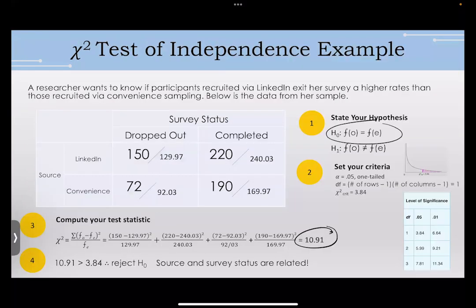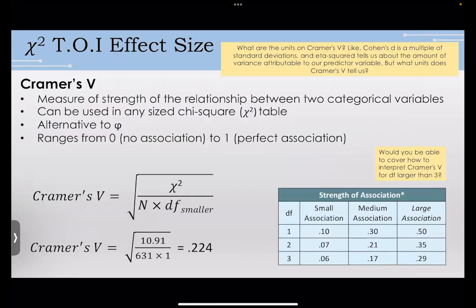Cramer's V. If we want to measure, we can also measure effect size. We now have significance, right? They are significantly related to one another. We also want magnitude. So how related is survey status and source?